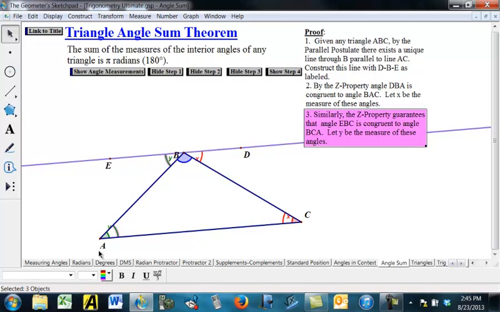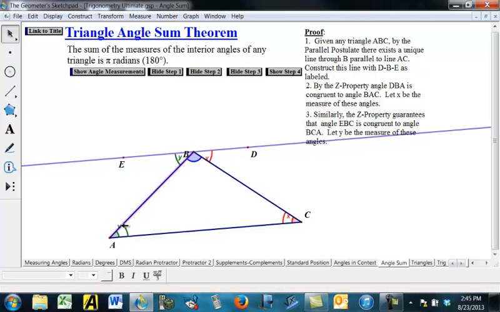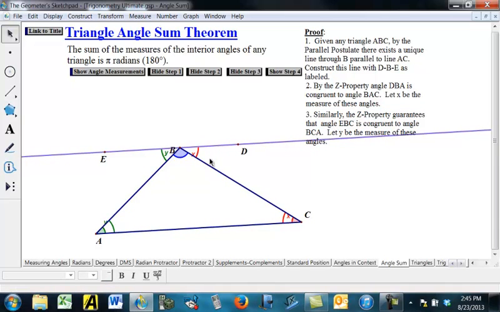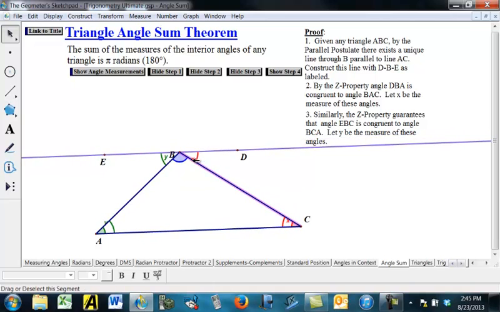And similarly, we have our Z. You can see the Z a little bit more clearly over here. From E to B to A to C is our Z, and the inside corners of that Z are the same. They're alternate interior angles. So let's call this measure X, the red one, and this X, and then we call the green one Y. So Y is the measure of angle A, and angle C is measure X.